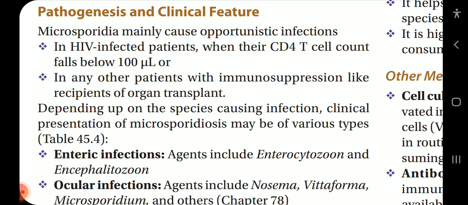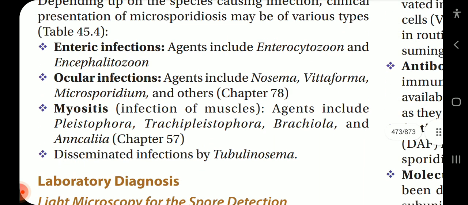Depending upon the species causing infection, the clinical presentation of microsporidiosis may be of various types. Enteric infections: agents include Enterocytozoon and Encephalitozoon. Ocular infection agents include Nosema, Vittaforma, Microsporidium, and others. Myositis, infection of the muscle: agents include Pleistophora, Trachipleistophora, Brachiola, and Anncaliia. And disseminated infection by Tubulinosema.